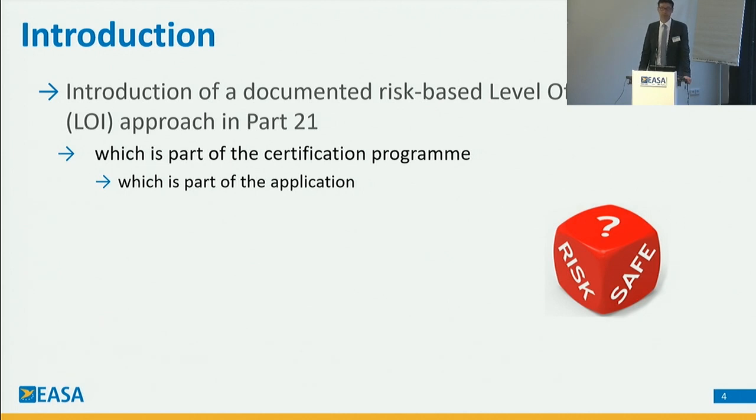So 21.A.15, which requires an application from an applicant for a change to the type certificate or for a new type certificate, now includes this risk-based approach. Everybody is obliged by the new Part 21 to provide a proposal where EASA should be involved based on the risk.